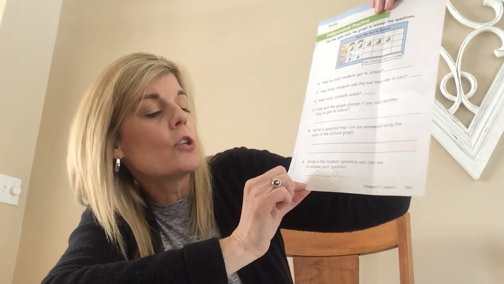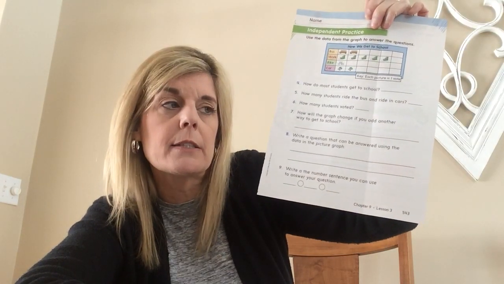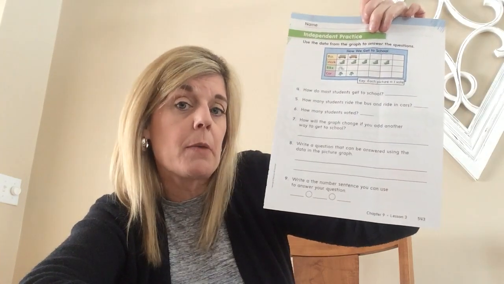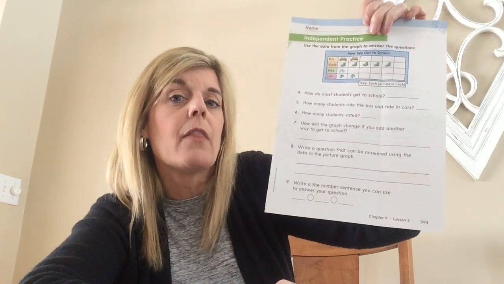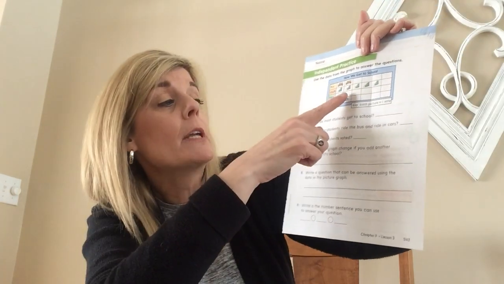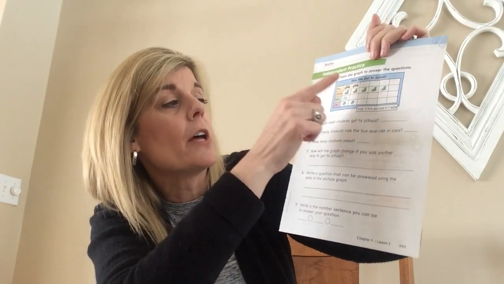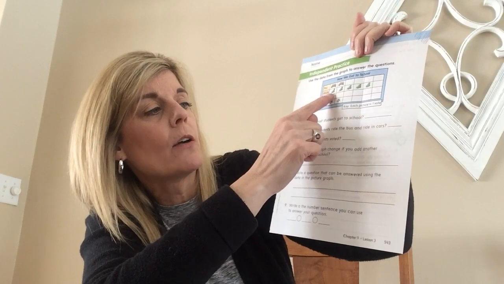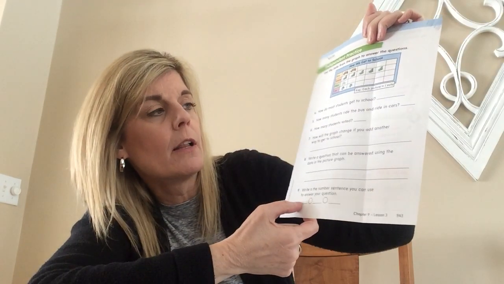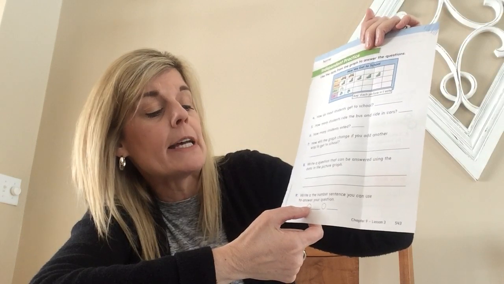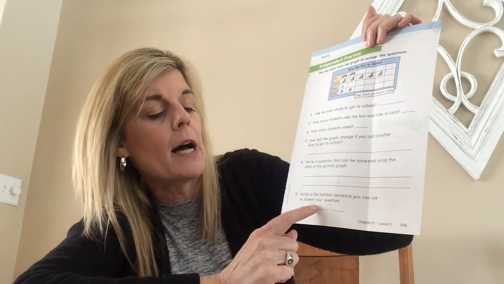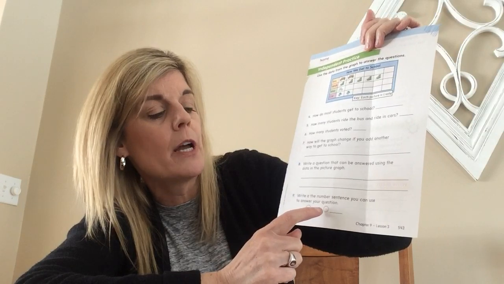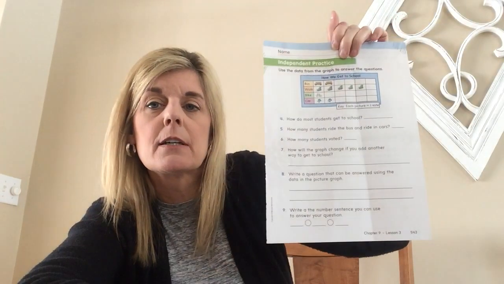And then for number 9, you have to write a number sentence that you can use to answer the question you asked in number 8. So if you're asking a comparison question, remember how many more or how many fewer, that means you need to subtract. So for example, if your question was, how many more people walked to school than ride the bus, you're going to have to write 1, 2, 3, 4, 5 people walked minus 2 people rode the bus. So 5 minus 2 equals, and then write your answer for how many more people walked than rode the bus.